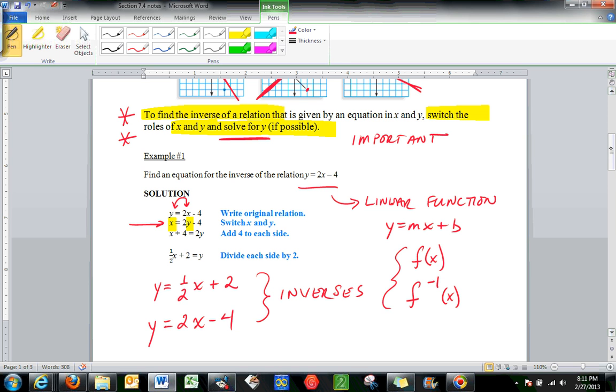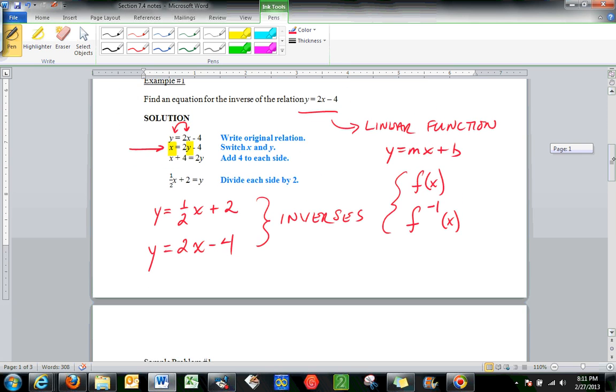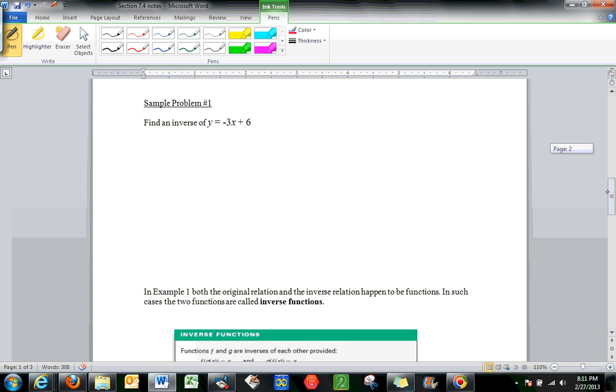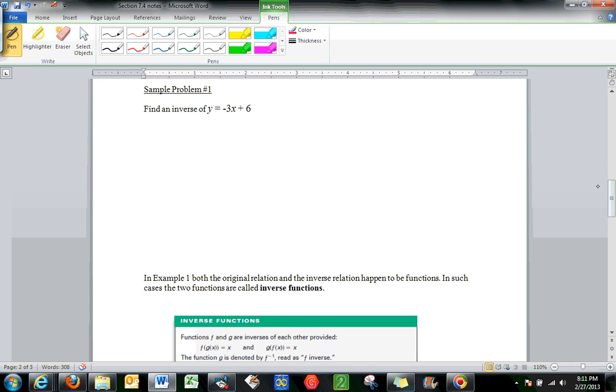So let's take a look at an example, a sample problem that you're going to work. Sample problem number 1 says find the inverse of y equals -3x plus 6. So what I'd like you to do is just go ahead and pause the video at this point, use the previous example and information to find the inverse, and be sure to solve all the way for the new y value. So go ahead and pause that and work on that now.